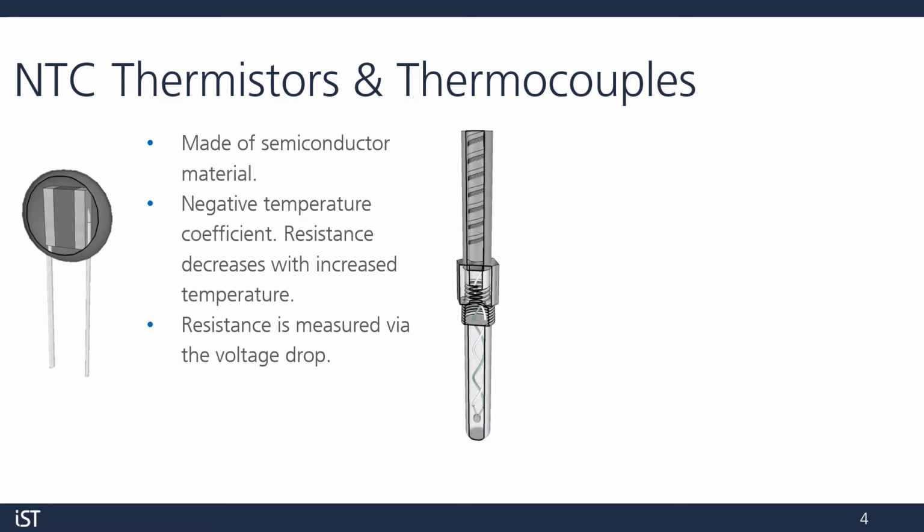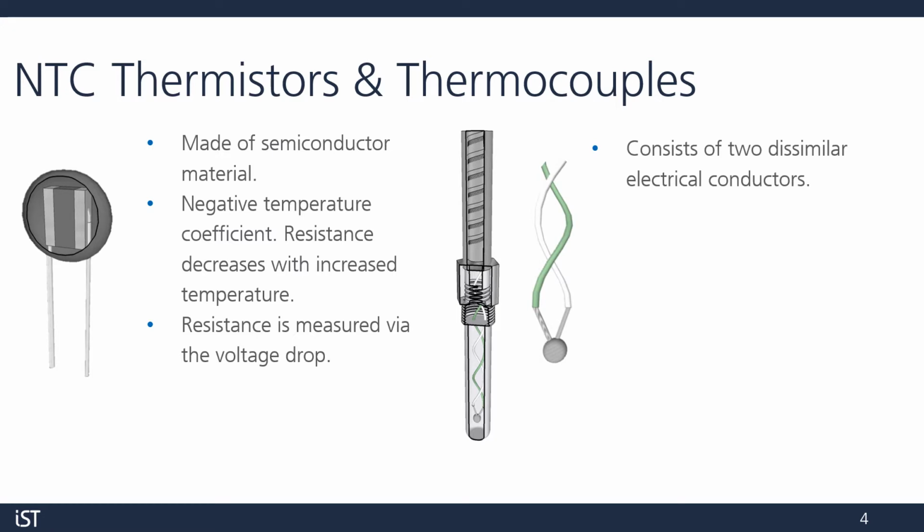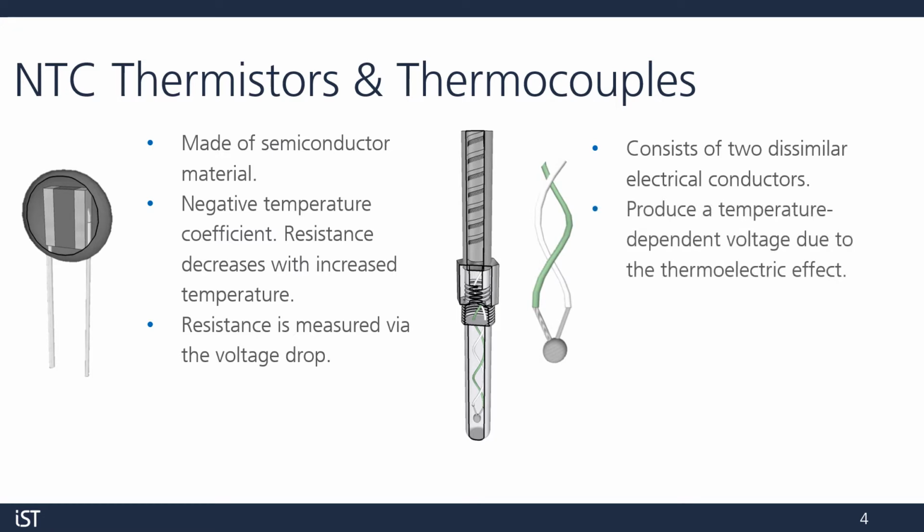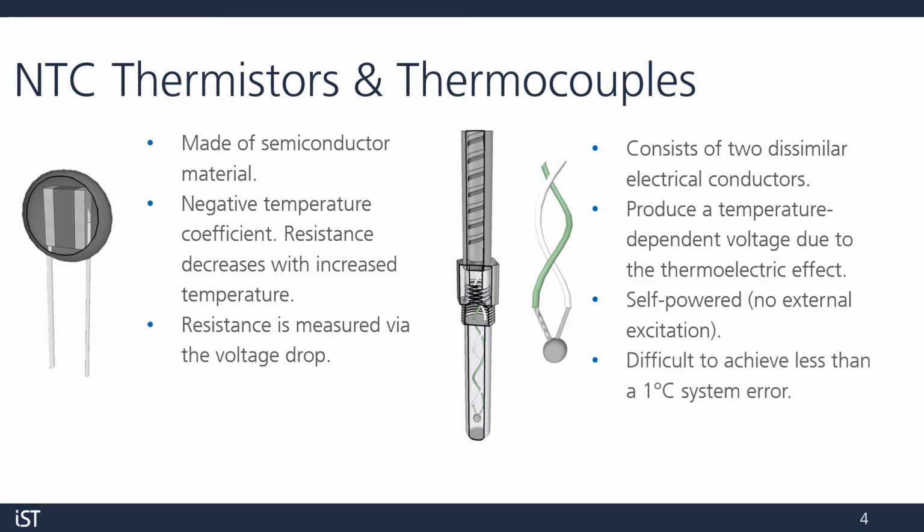Next, we have the thermocouple. This consists of two dissimilar electrical conductors, which produce a temperature-dependent voltage as a result of the thermoelectric effect. This voltage can be interpreted to measure temperature. Unlike most other measurement methods, thermocouples are self-powered and require no external excitation. The main limitation, though, is the accuracy. It's difficult to achieve less than a 1 degree C system error.